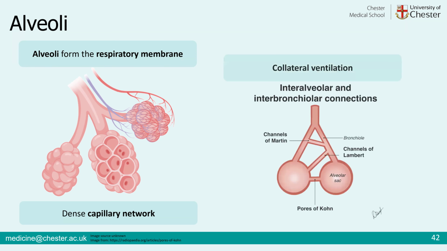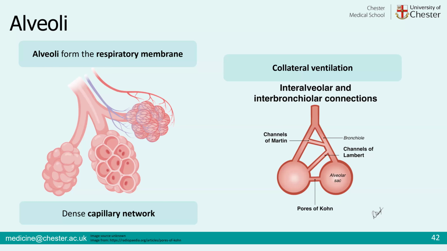And to make sure that we have efficient gas exchange, we have mechanisms built in so that if one of the respiratory bronchioles was blocked, the alveoli being fed by that respiratory bronchiole can still receive air by another route. So it's collateral ventilation. If one bit goes down, hopefully those alveoli can still be used in gas exchange because they can get air from somewhere else. Here are our respiratory bronchioles. We've got these channels of Martin, so you can see passageways connecting one bronchiole to the other.